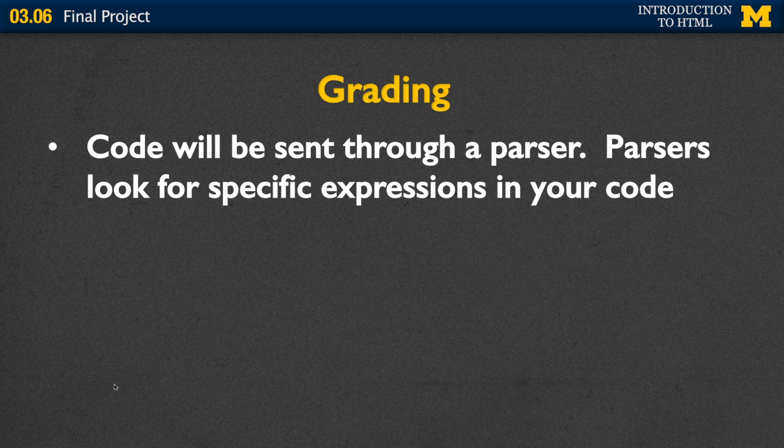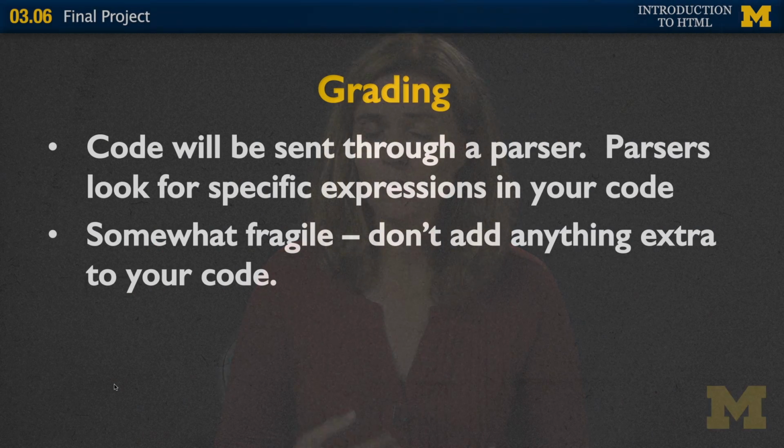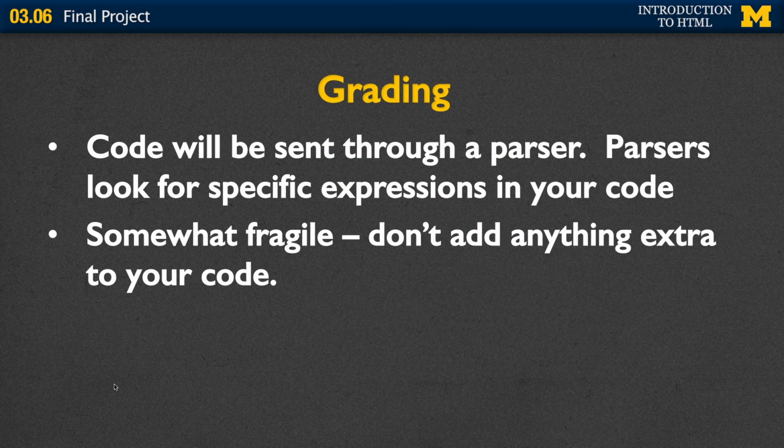Along that line, the grading for this assignment is both strict and yet not tricky. So when you submit, your code is going to be sent through something called a parser. Parsers look for very specific pieces of information, and when they see them, they're very happy. When they don't see them, they're going to give you an error. The trick is, when you include things that they weren't looking for, they will often put those down as errors. So don't add anything extra to your code. Really keep all the tags exactly the way they look in the example.